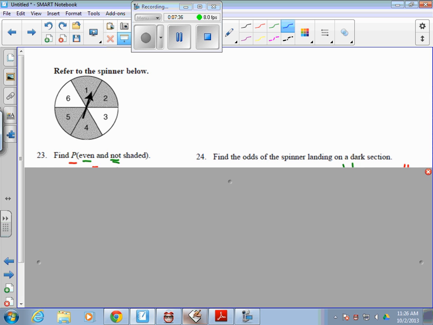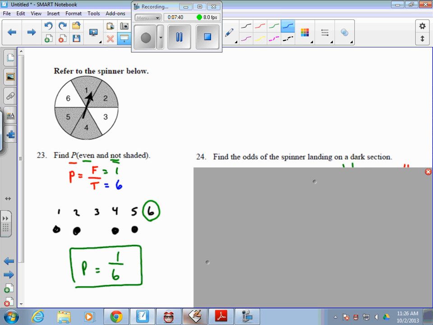Find the probability of it being even and not shaded. So we have 6 options up here. Probability, again, is favorable over total. Even and not shaded. So you've got 1, 2, 3, 4, 5, and 6. 2 is shaded, 4 is shaded, 6 is the only one that's not shaded. So that's 1 favorable outcome over the total 6. So your probability is 1 out of 6.